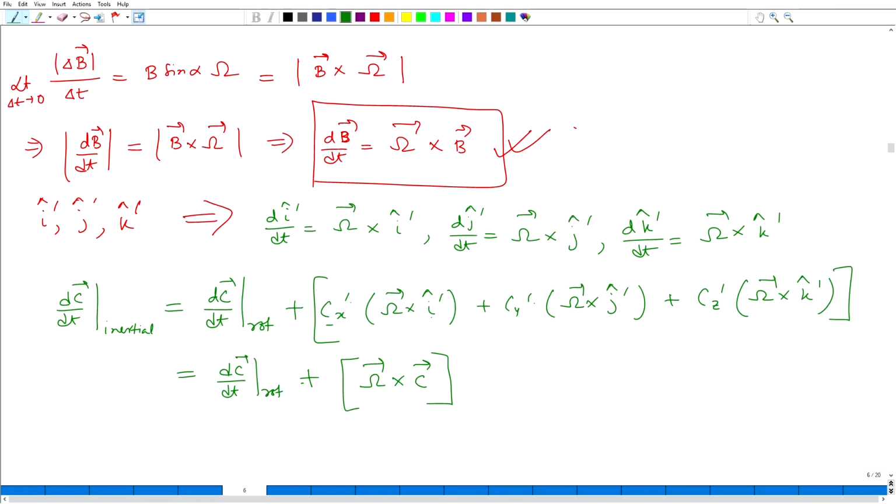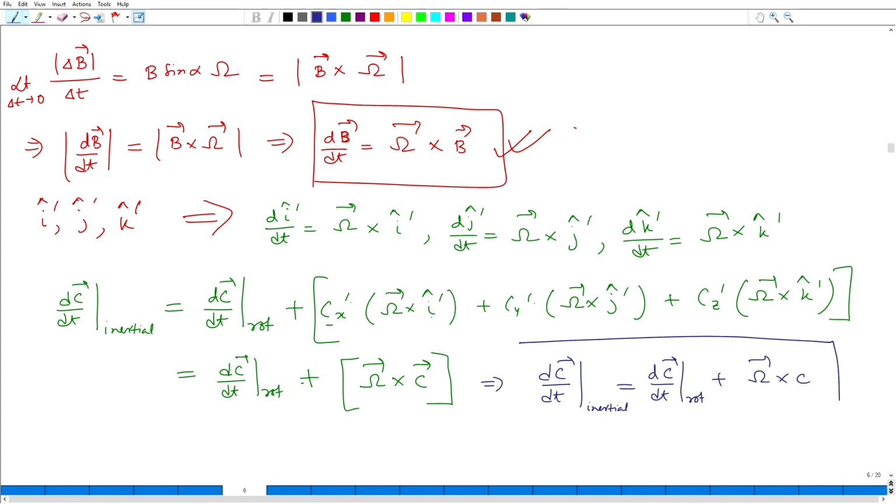If you have this, then you have a very powerful result here. I write that. So, for any arbitrary vector, dC/dt inertial is equal to dC/dt rot plus omega cross C. This result can be used to relate different mechanical quantities like velocity, angular momentum, acceleration, in an inertial frame of reference and a rotating frame of reference.